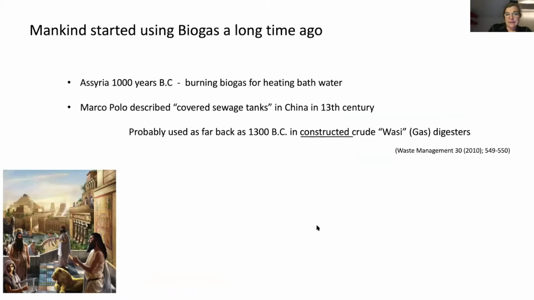Mankind started using biogas a long time ago. There is evidence that already 1,000 years before Christ, people used biogas for heating bath water. Marco Polo also described on his travels that there were covered sewage tanks in China already in the 13th century. And China itself could probably trace it back as far as 1300 before Christ, when they already used constructed crude digesters, which were called Vasi.